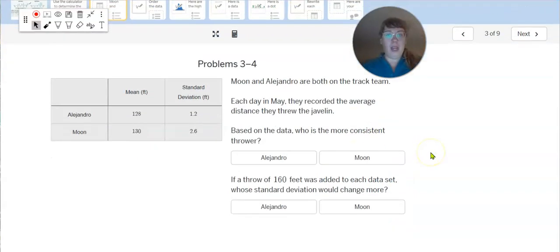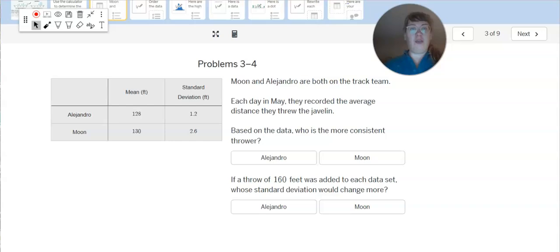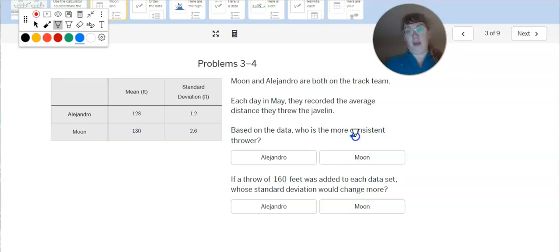Okay, Moon and Alejandro are both on the track team. Each day in May, they recorded the average distance that they threw the javelin. Based on the data, who is a more consistent thrower? So if it's a more consistent thrower, right, that means the data is grouped closely together, right? They're not doing 110 and then 140. They're doing javelin throws that are all really similar values. So if they're really similar, the standard deviation is going to be smaller.